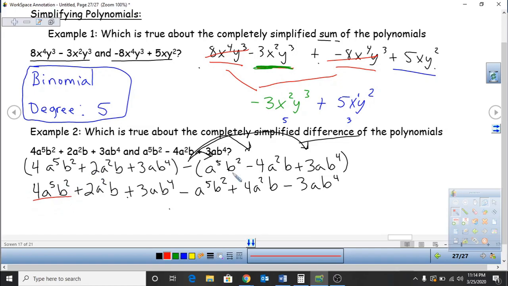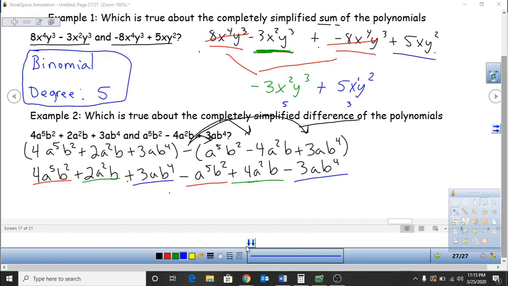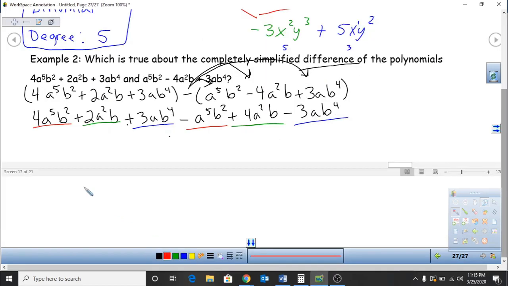Okay, so I'm going to take my color and figure out which terms I can combine. So a to the 5 b squared. This also has an a to the 5 and a b squared. This can't combine with the others, not a to the 5, so that's good. I have a squared b, so is there another a squared b? Right here, there happens to be another a squared b. And then the last term I have is an ab to the power of 4, which this also happens to be an ab to the power of 4. So all of these terms, I'm going to combine the pairs of terms.